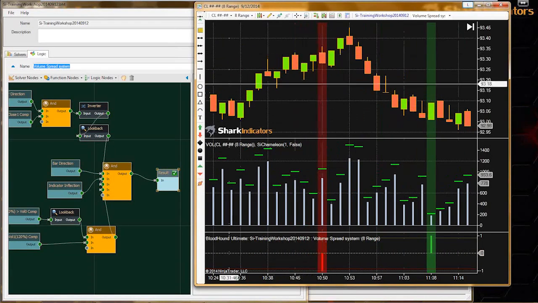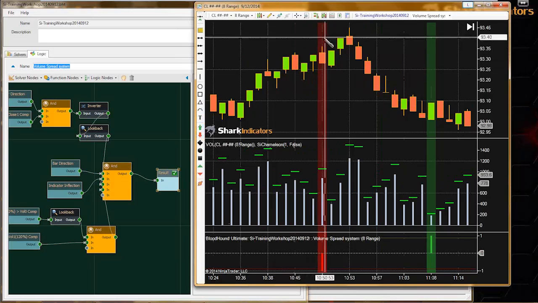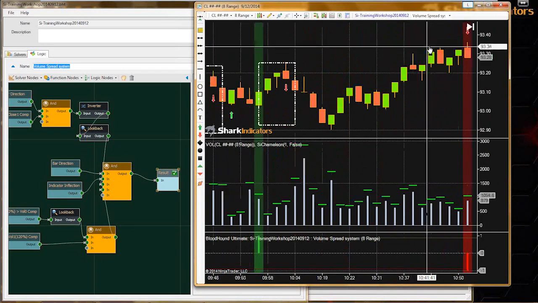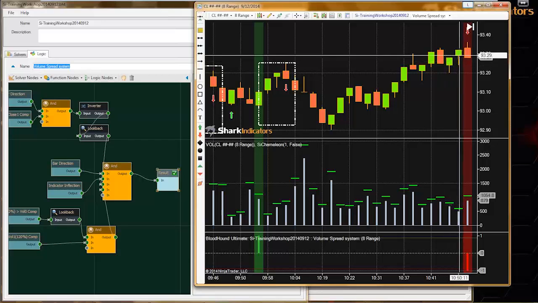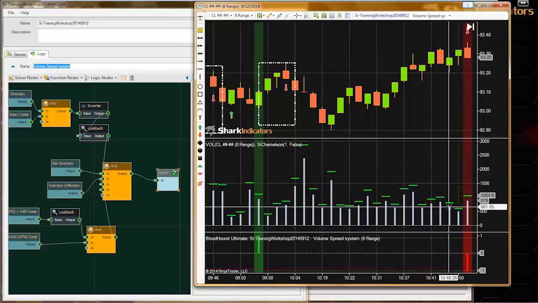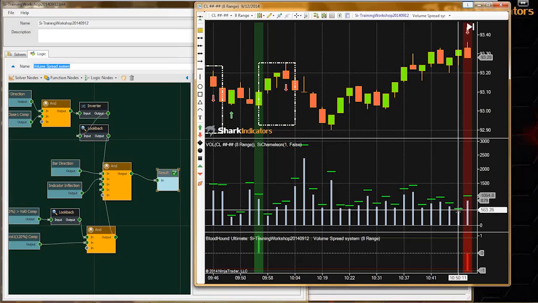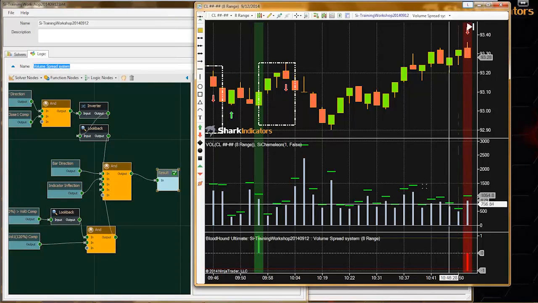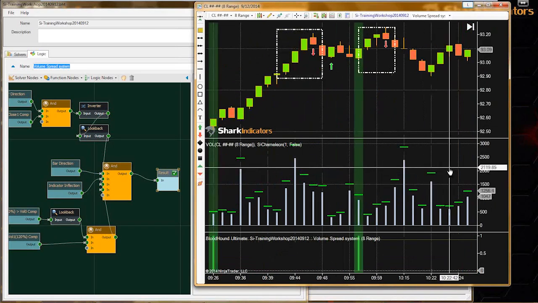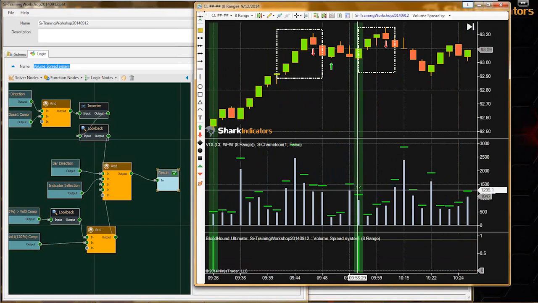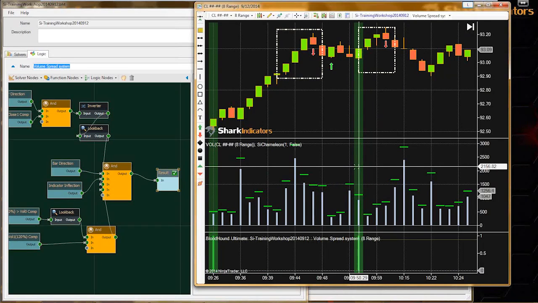So let's take a look at this guy right here. We got 2 up bars and then a reversal bar, and if we look at our volume, the volume here is higher than the next volume, and this volume is lower than the volume on the signal bar. So technically that's all correct there. Let's see. Oh, looks like we got a bust.